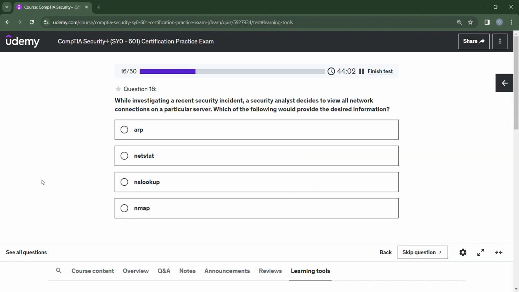While investigating a recent security incident, a security analyst decides to view all network connections on a particular server. Which of the following would provide the desired information? All network connections will be netstat.